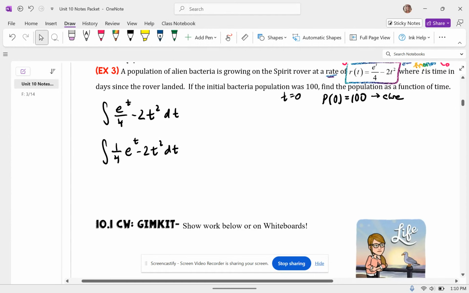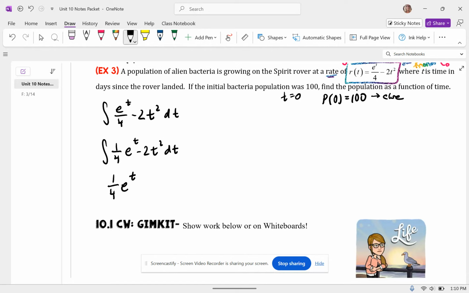So now, if I were to integrate this, I'm just like, oh, okay, the integral of e to the t is e to the t times 1/4 at the end, right? And then if I wanted to do the next piece, it would be negative 2t to the third divided by 3 plus C. And this is our original.